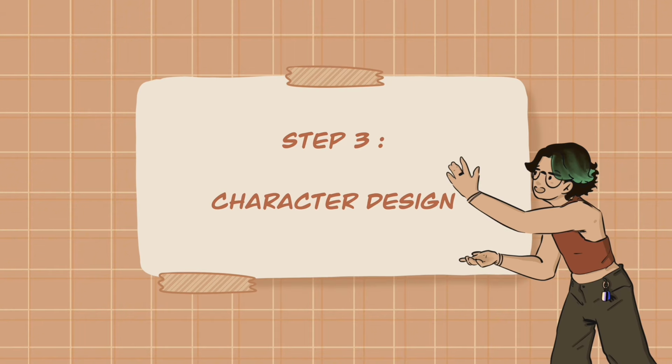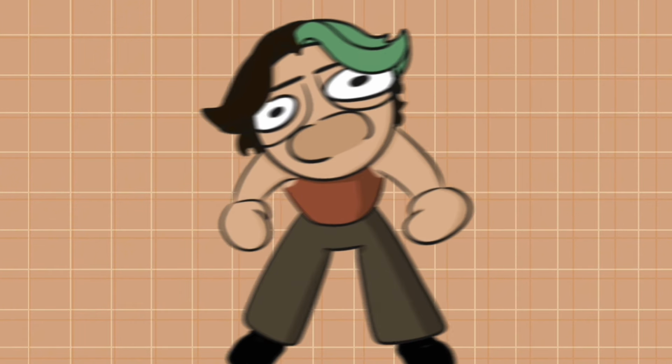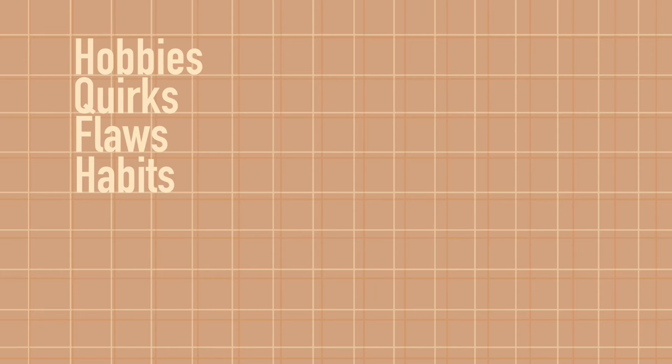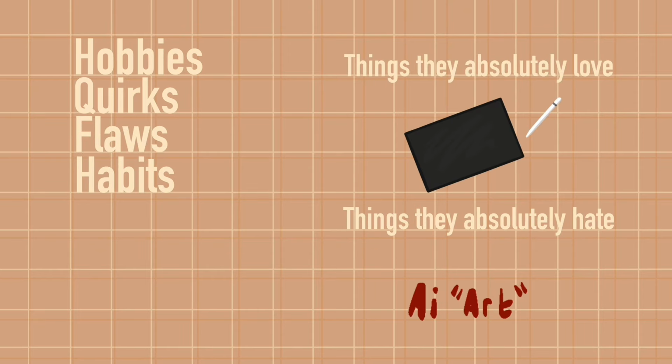Step 3. Character design. Give your characters interests, people. Hobbies, quirks, flaws, habits, things they absolutely love, and things they absolutely hate so much that they want to light on fire and dance around.